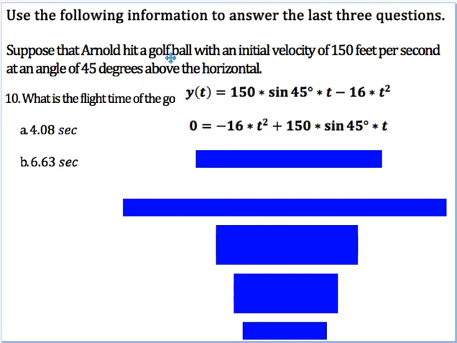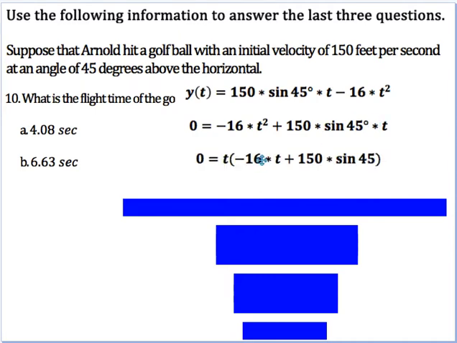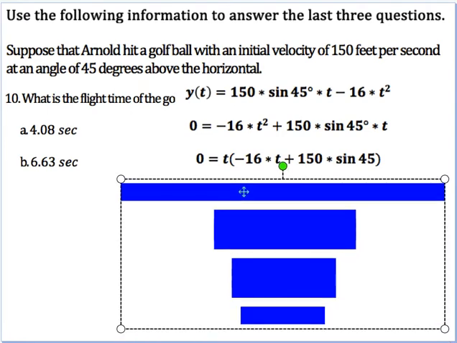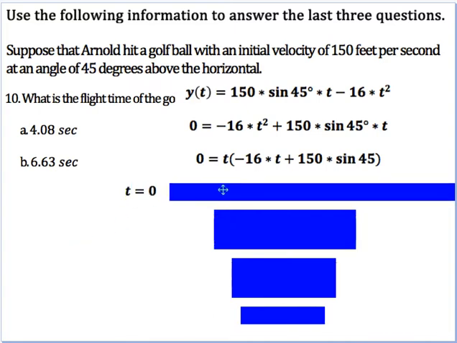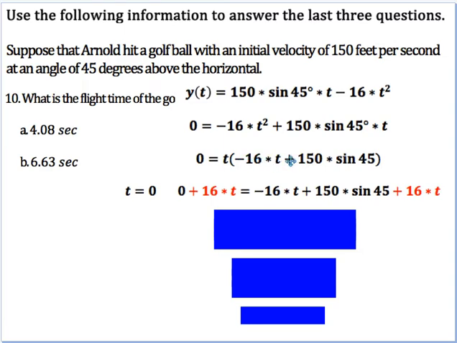All right, so if he's hitting a golf ball, the golf ball's initial height is 0. So we don't have a plus any type of measurement here. So we just set this equal to 0 and solve for t. Because I only have 2 terms, and this term and this term have a t in it, I can factor out one of the t's, and I get this equation. Now, because of that, I know that t can equal 0, so one of my factors is going to just give me t equals 0. The other factor, I'm setting this whole thing equal to 0 and solving for t, okay?